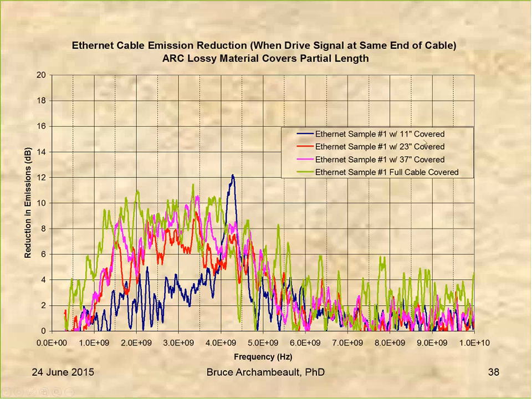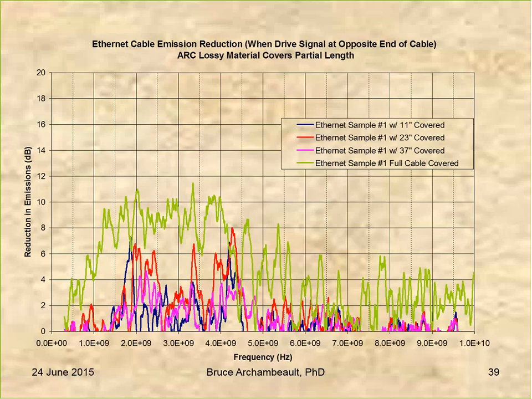If we only had 11 inches covered, there wasn't much reduction. But once we get up to 23 and 37 inches or fully covered cable, you can see that we were getting 8 to 10 dB from about a gigahertz up to 4 or 5 gigahertz, which was in the frequency range that we were concerned with for this particular set of products. And then if we drove the other end of the cable, it's probably no big surprise that the emissions radiate if we drive the end without the lossy material on it. Of course, the fully covered cable still gave us the same loss whether we drove it at one end or the other.